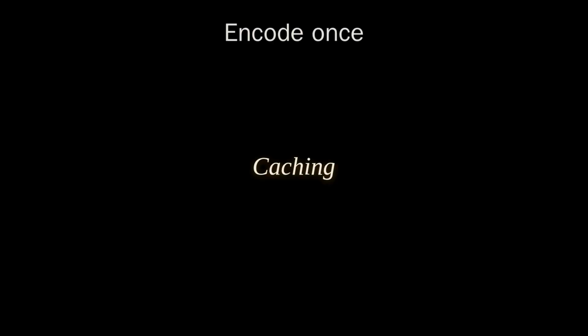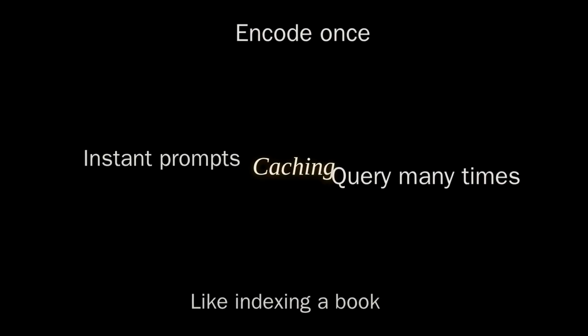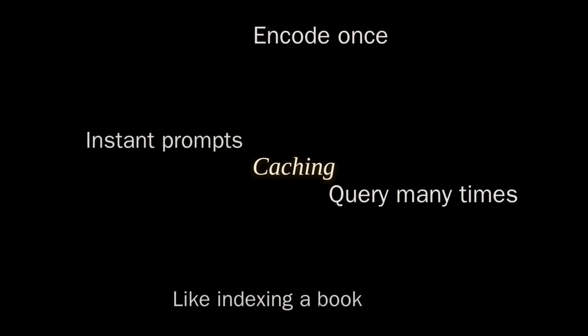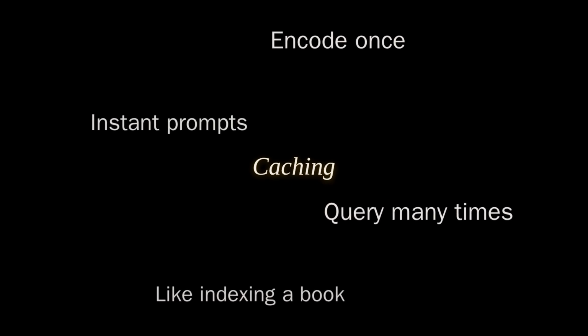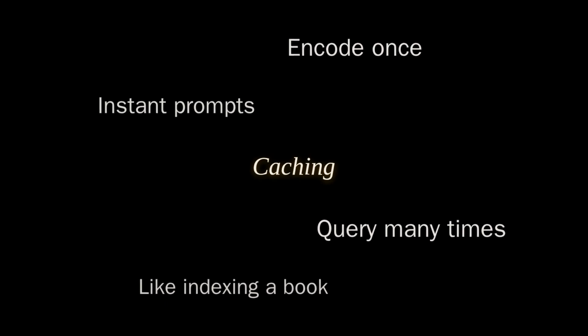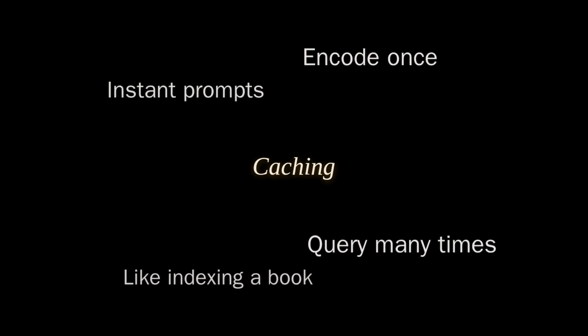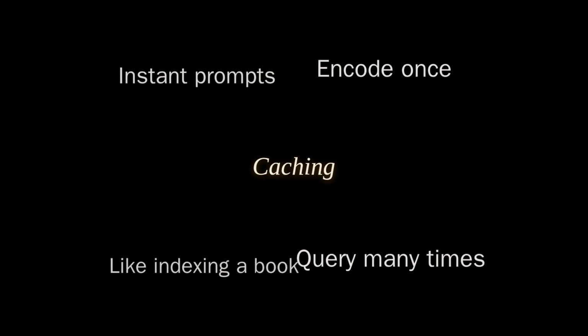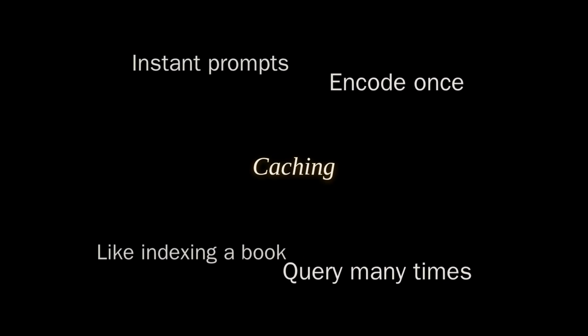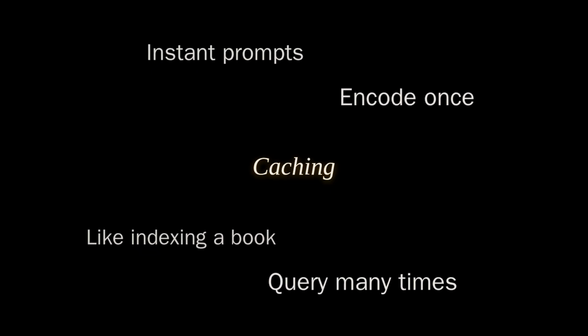Here's the clever part. Caching. Think of it like indexing a book. You spend time once building the index. That's encoding the image. Then any lookup is nearly instant because you're not rereading the whole book. SAM encodes your image once and remembers it, so every click or box you try after that feels instantaneous.